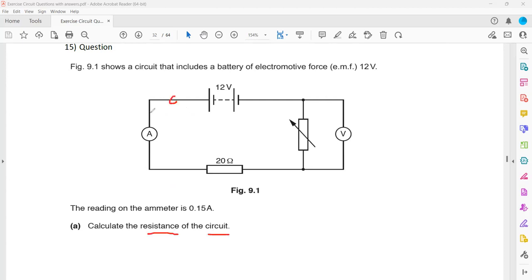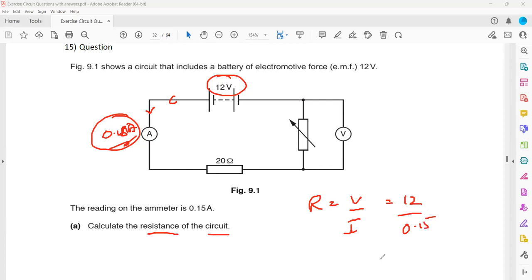If the ammeter reads the total current, as it is in series with the battery, we have the total voltage and we have the total current. So we can use the formula R is equal to V over I. V is the voltage and I is the current, which is 0.15. So 12 divided by 0.15. What's the answer for 12 by 0.15? 80 ohms? Yes. So this will be 80 ohm.